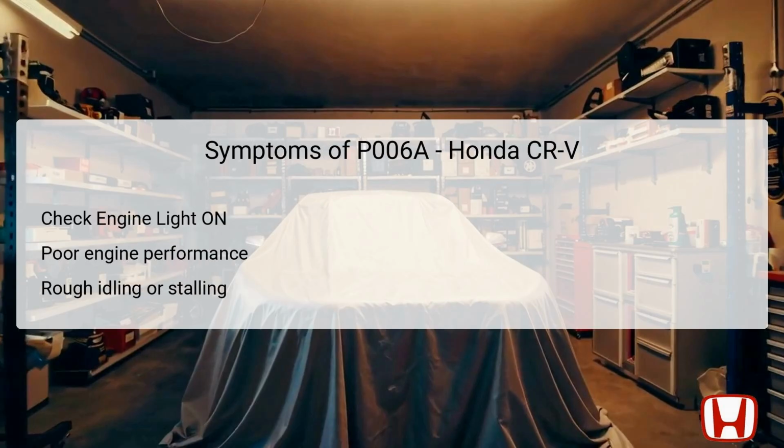The symptoms associated with the P006A code can significantly impact vehicle performance and driver experience. One of the most common signs is the illumination of the check engine light, CEL, which alerts the driver to engine diagnostic issues. Furthermore, drivers may notice poor engine performance, including sluggish acceleration, reduced power, or inefficiencies in fuel consumption.